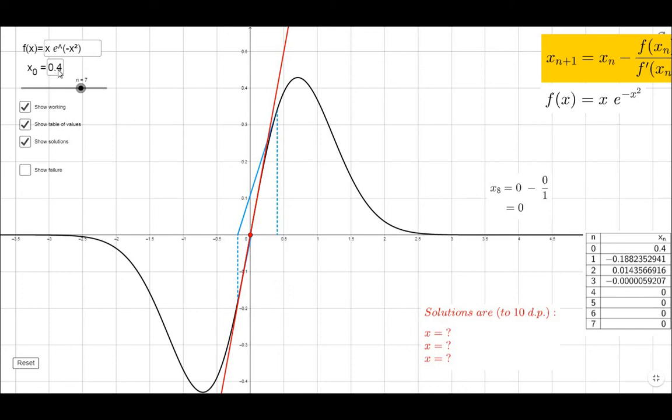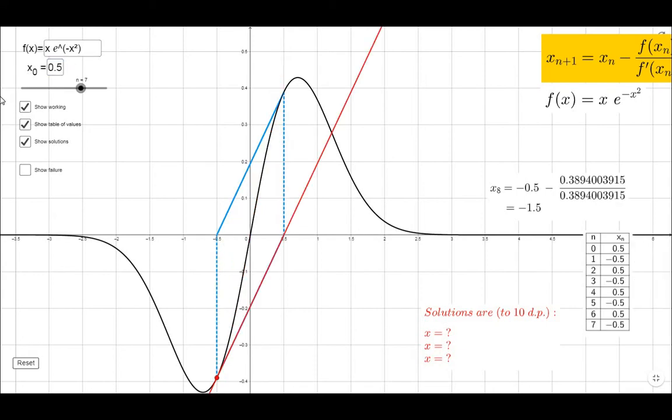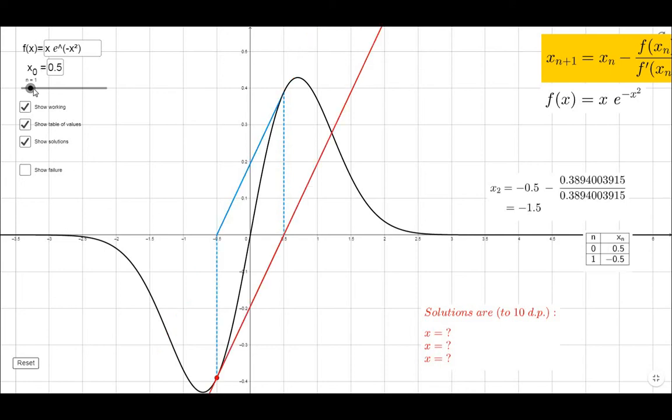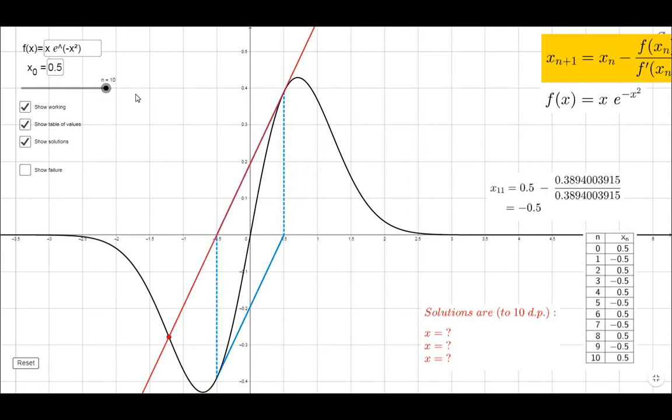If we'd chosen instead 0.5, let's see what happens here. So I'll just put it back so you can follow it step by step. So we pick 0.5, there's our tangent, and that hits the x-axis at negative 0.5. Then if we take a tangent at negative 0.5, that hits the x-axis at 0.5. So we're back where we started. So in fact, we're just oscillating between 0.5 and negative 0.5, and we don't go anywhere.